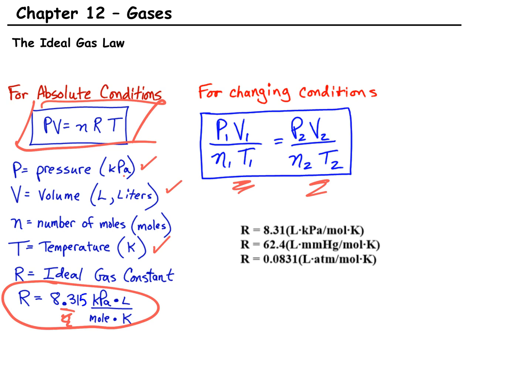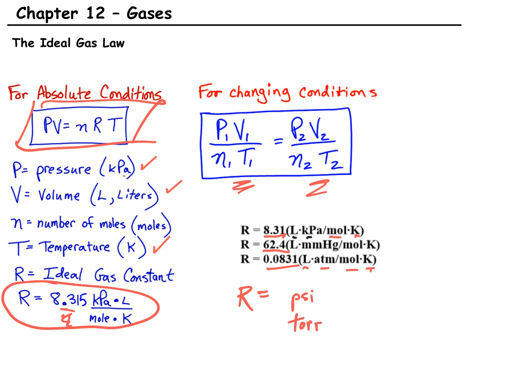Here are some different variations for the ideal gas constant. The first one is if we are using liters, kPa, moles, and Kelvin for our units, then we would use 8.31. If we were using liters, millimeters of mercury, moles, and Kelvin, we would have 62.4. If we were using liters and atmospheres, moles, and Kelvin, then we would have 0.0831. And there are other ones as well, if we use, for example, PSI or torr or some other pressure unit.